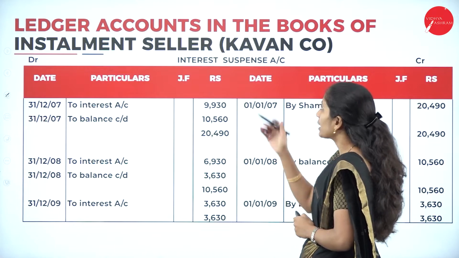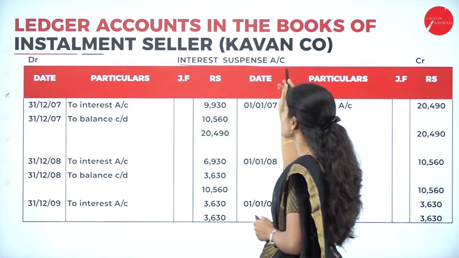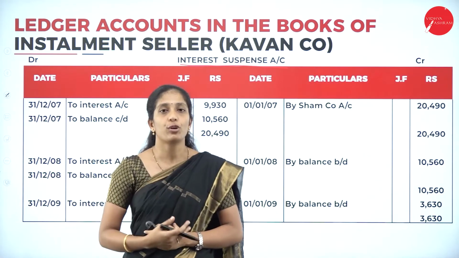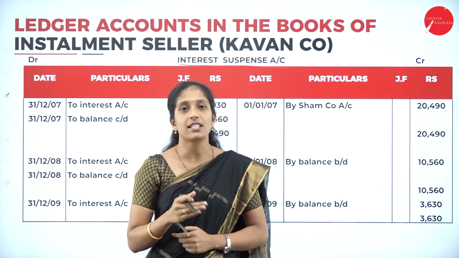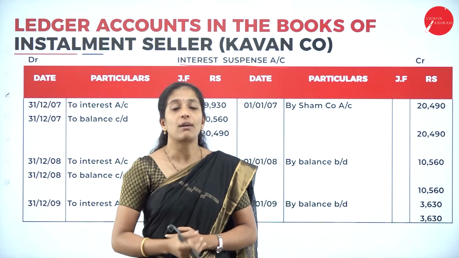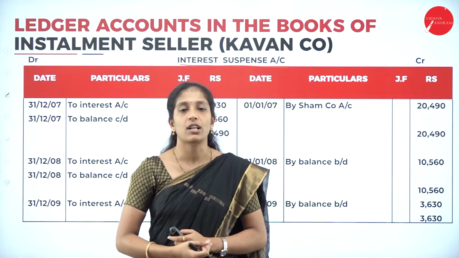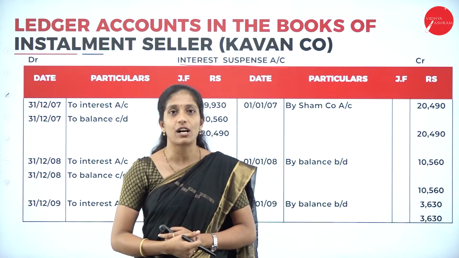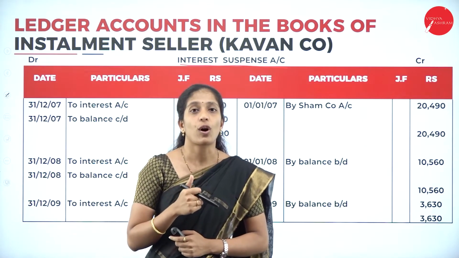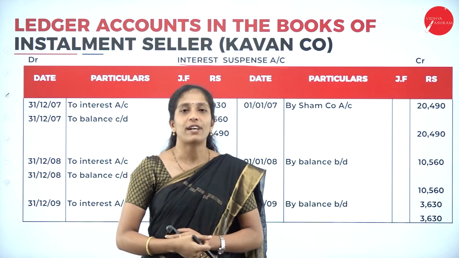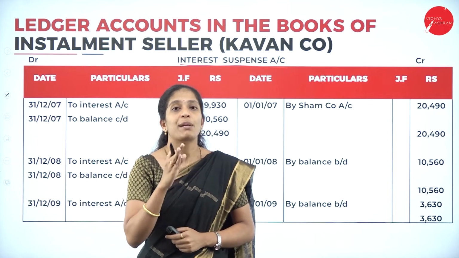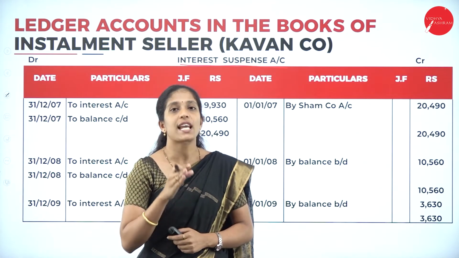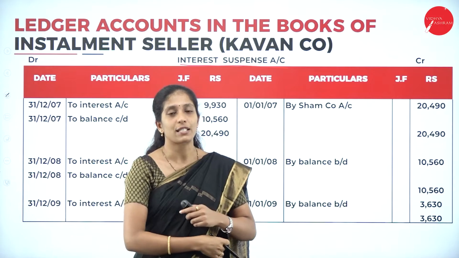Now we shall go to the next account, that is interest suspense account. I have told you that under installment purchase system, we are having a new account, that is interest suspense account. Now, in the first year, what are the entries to be recorded? So the first entry is for what? That is for selling of assets. So what is the entry? Installment purchaser account debit, to sales account, to interest suspense account.